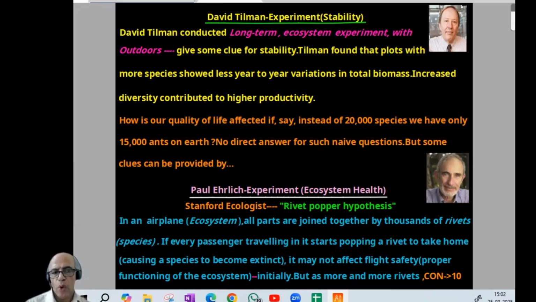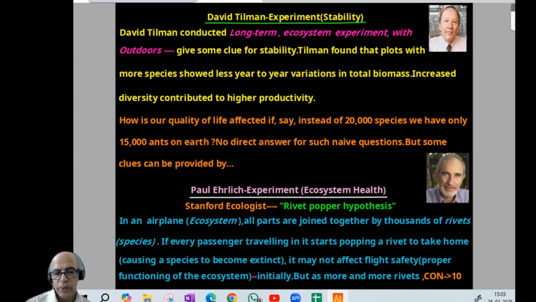Tillman found that plots with more species showed less year-to-year variation in total biomass. Increased diversity contributes to higher productivity. Again, a counter question will come. How is our quality of life affected if, say, instead of 20,000 species of ants, we have only 15,000 ants on Earth? So how will it be affected?